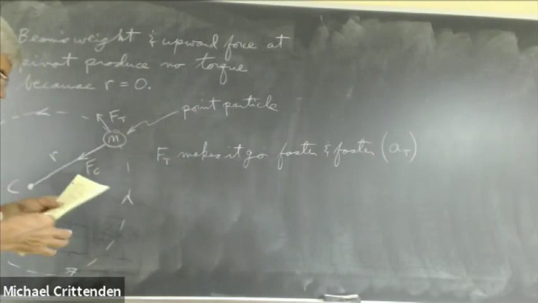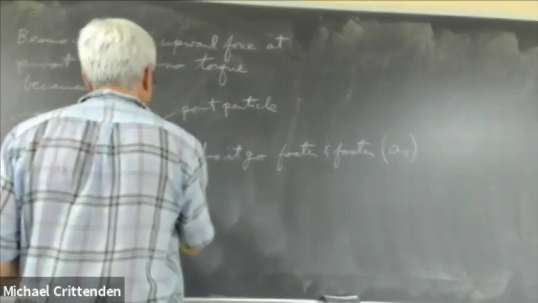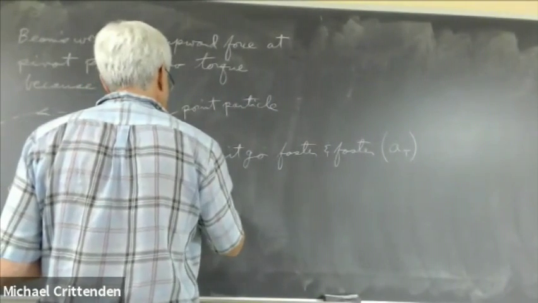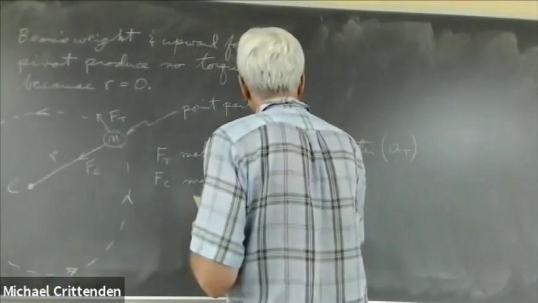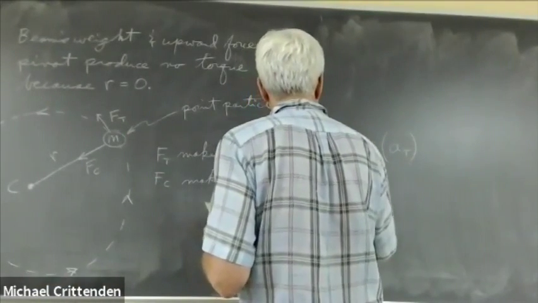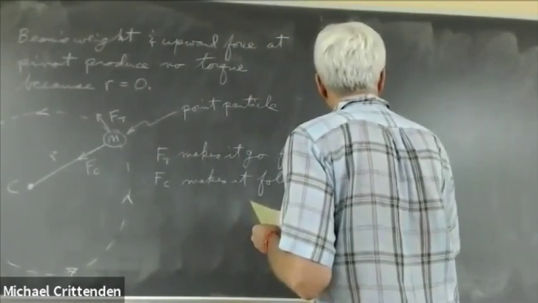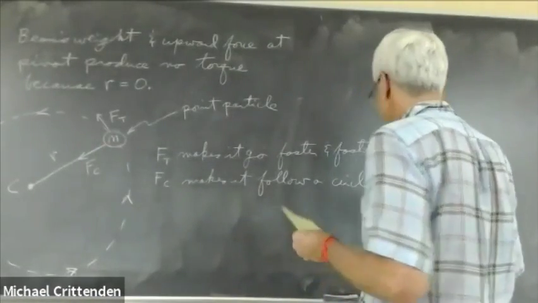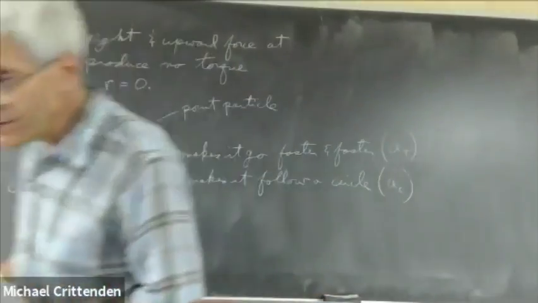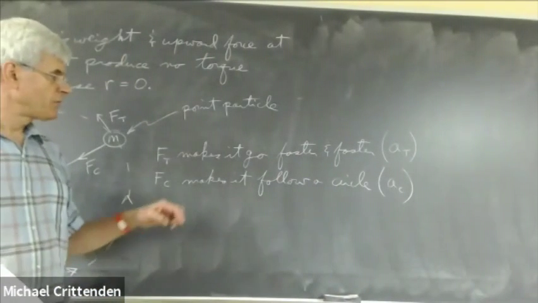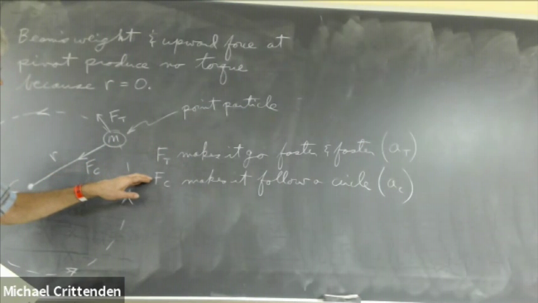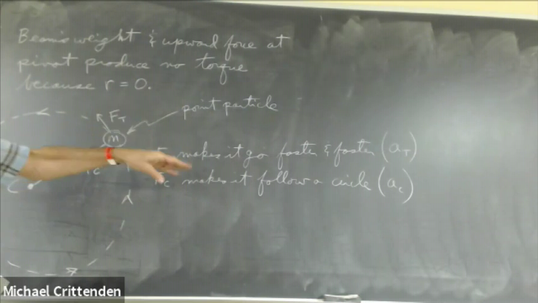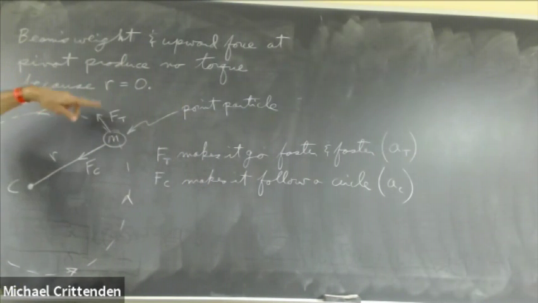The centripetal force makes it follow a circle. So this force changes the magnitude of the velocity. This force changes the direction of the velocity. One causes the tangential acceleration, the other causes the centripetal acceleration.